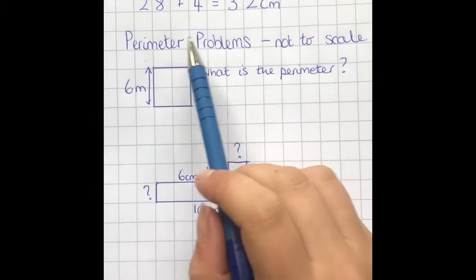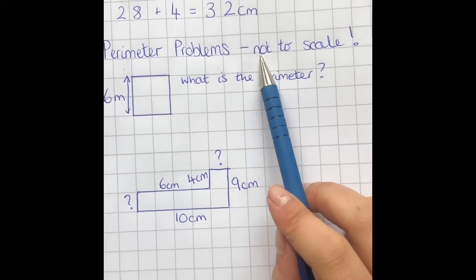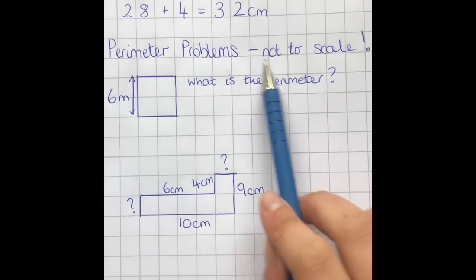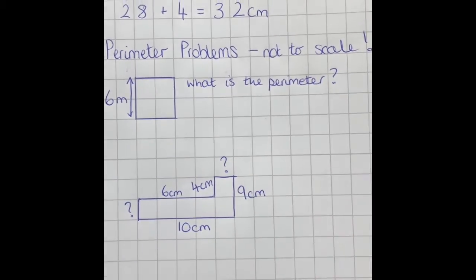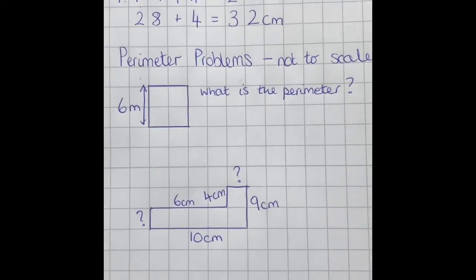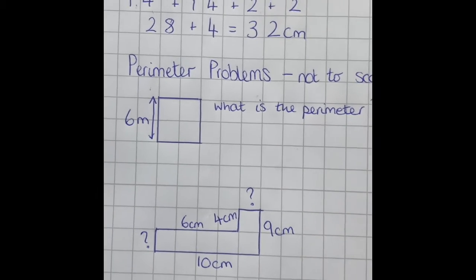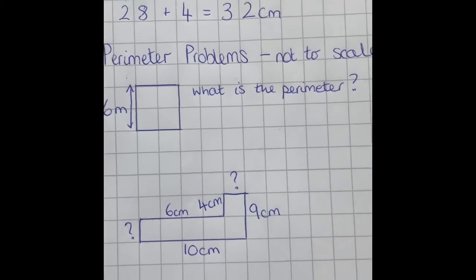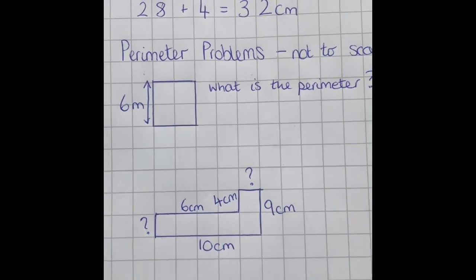Okay, so perimeter problems, and it's very important to remember on questions that you'll get that most of the time they will not be to scale. So using a ruler to measure won't help you. And even if distances look the same, you need to use your mathematical knowledge to work them out, because just because they look the same doesn't mean they will be.